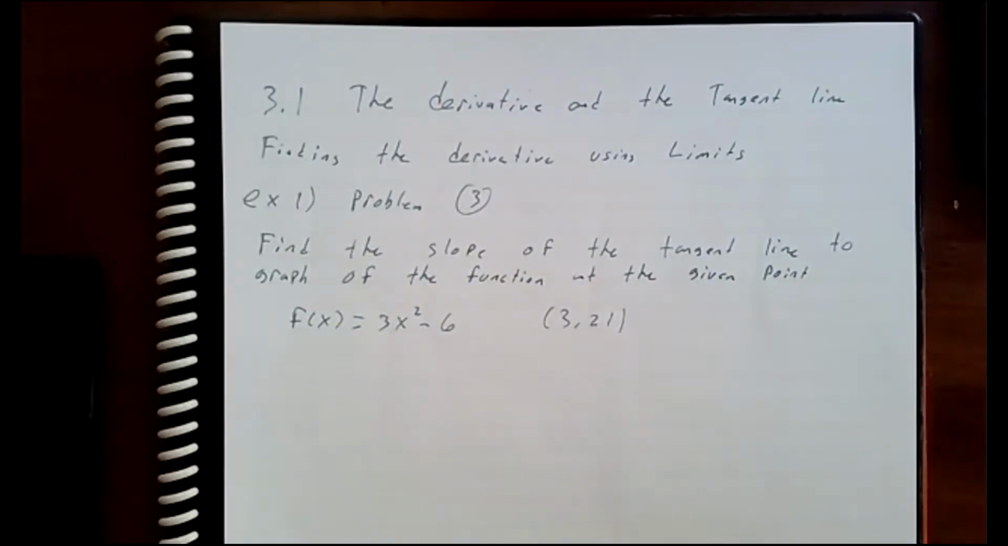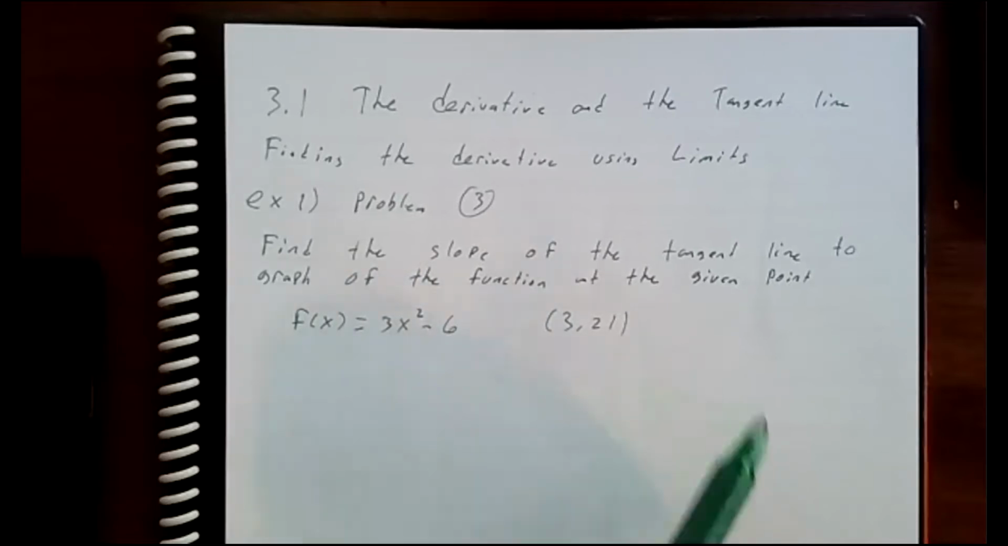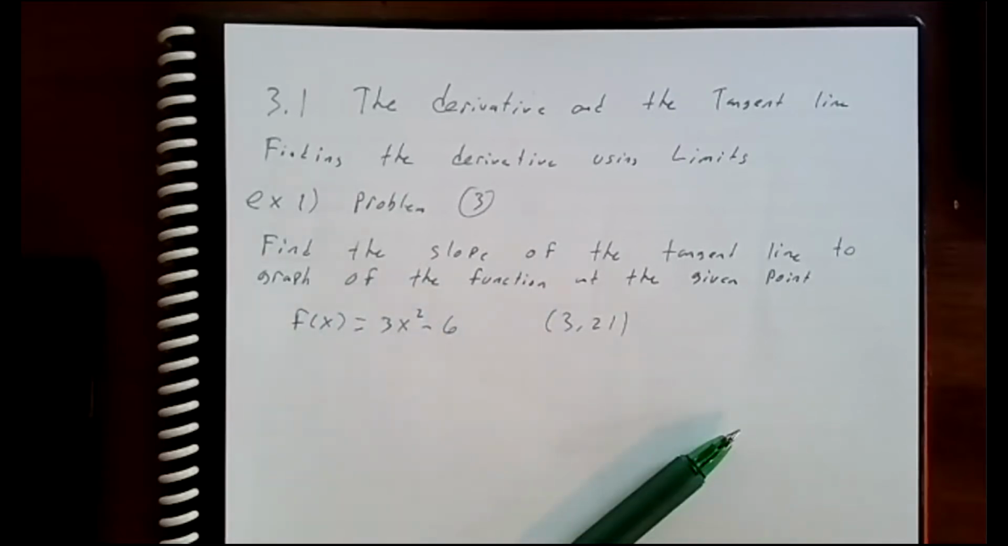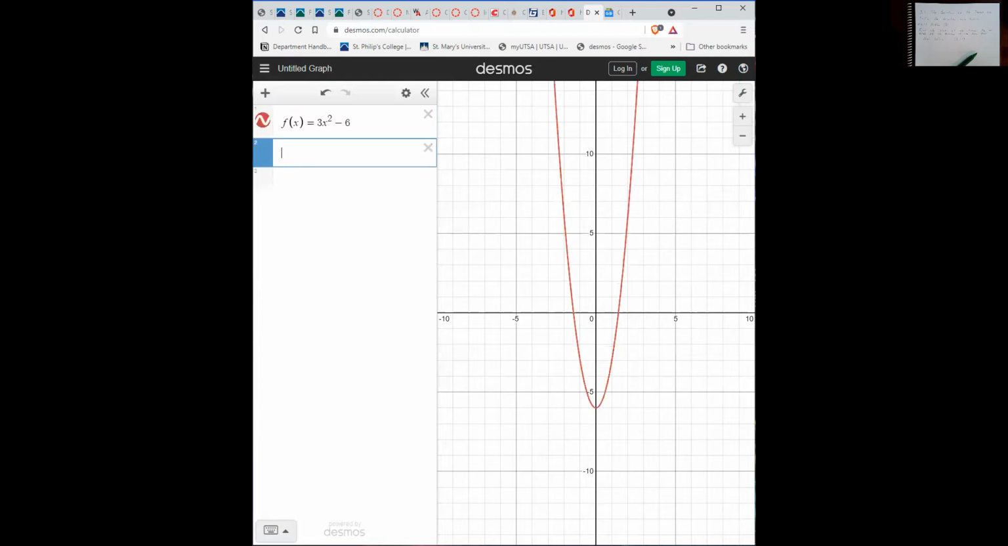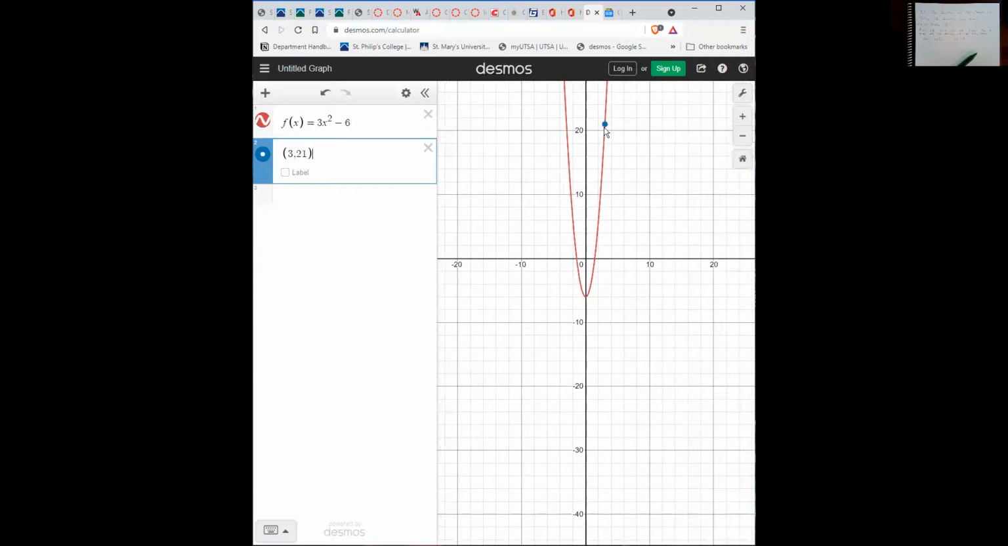Okay. So they want to know the slope tangent to this point. So let me, before we start, show you a picture. I want you to imagine this. This is what I just wrote on the paper. 3x squared minus 6. And we care about the point 3, 21. Right here.